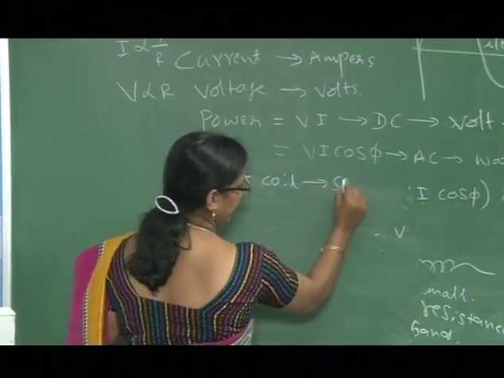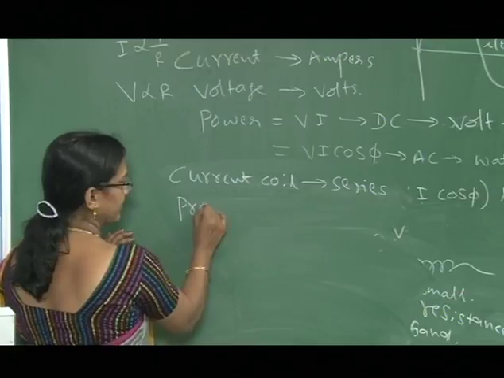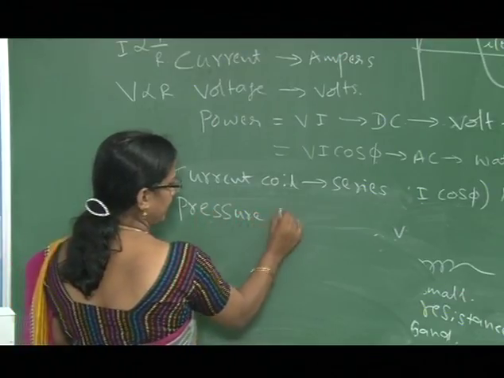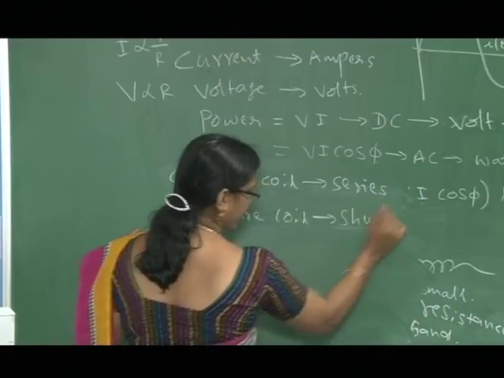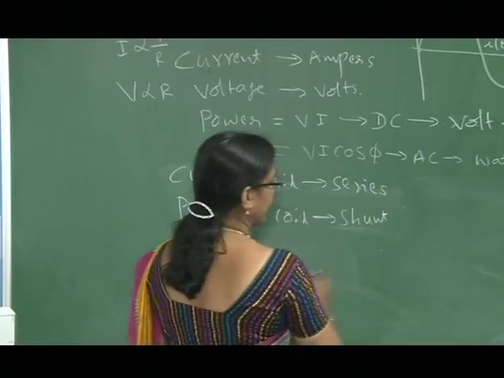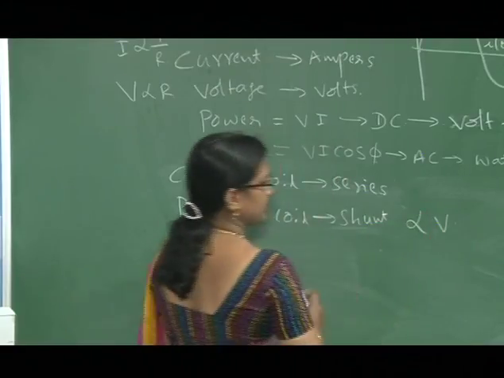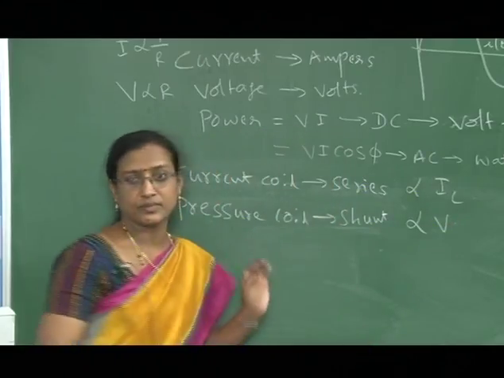Here you are going to connect the current coil on the series magnet, and then the pressure coil or potential coil you are going to connect on the shunt magnet. Since it is connected across, this current is directly proportional to voltage. And the series current is directly proportional to IL.